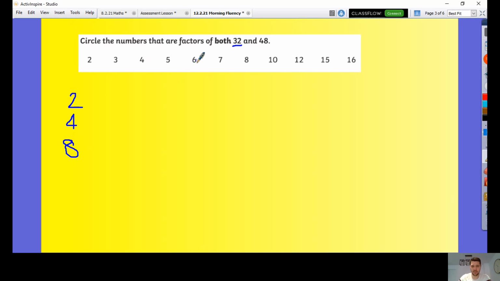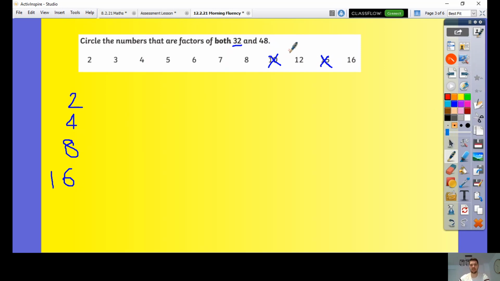6, 12, 18, 24, 30, 36, no. 7, 14, 21, 28, no. It's not a multiple of 10 because it doesn't end with 0. 12, 24, 36, no. 15, it doesn't end in a 0 or 5, so it's not going to be that. And nor does 48, so I'm actually going to rule both of those out straight away. 16, 32, perfect.